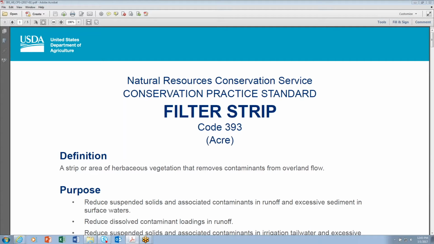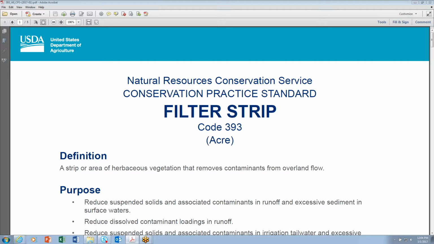So today we want to focus on the 393 filter strip standard, and just to let you know, it had a change last fall. The national standard was sent out, and there are some significant changes from what we have been used to in the state. I've been here about a year and a half, and I've heard a lot of people concerned about the complexity of the filter strip standard. And I have to tell you that some of the complexity we have been able to address.